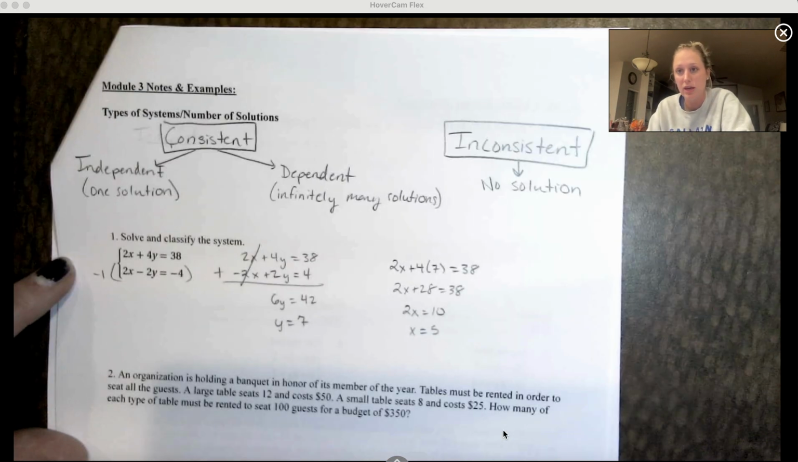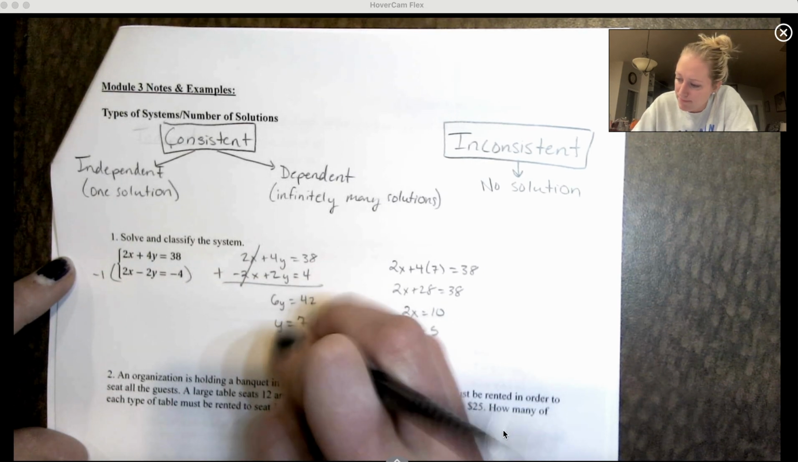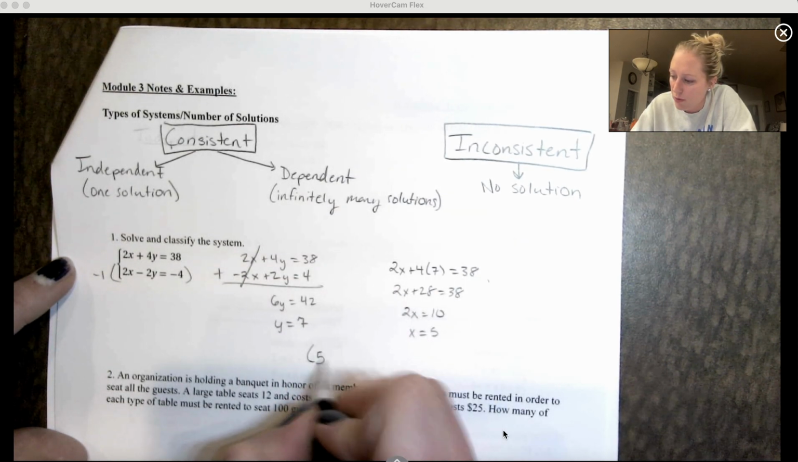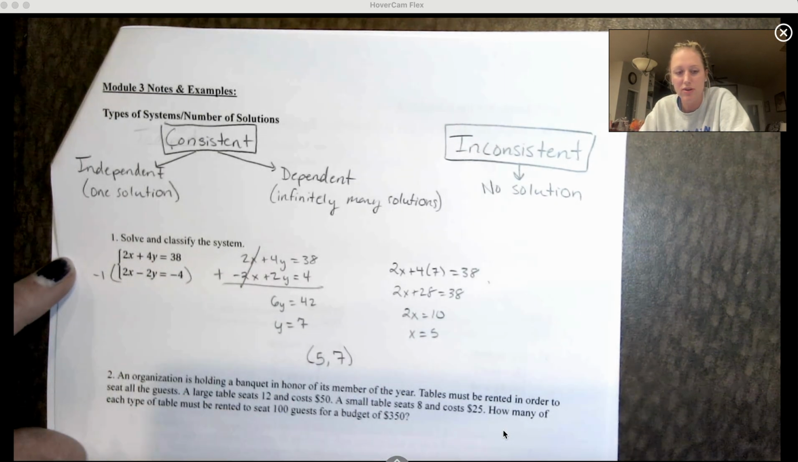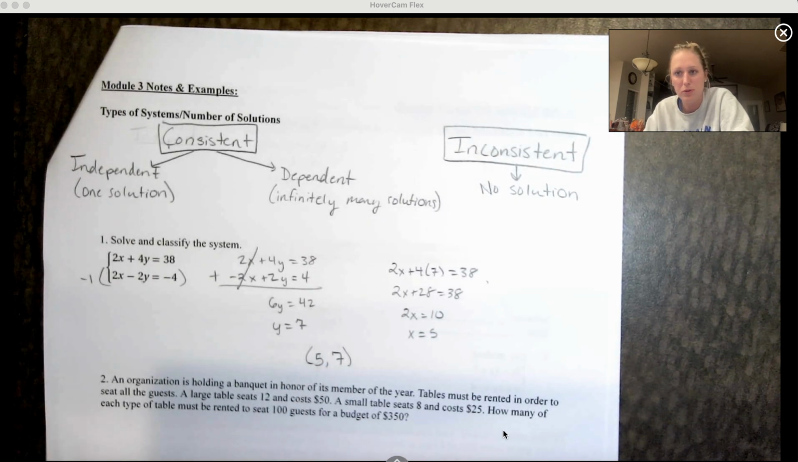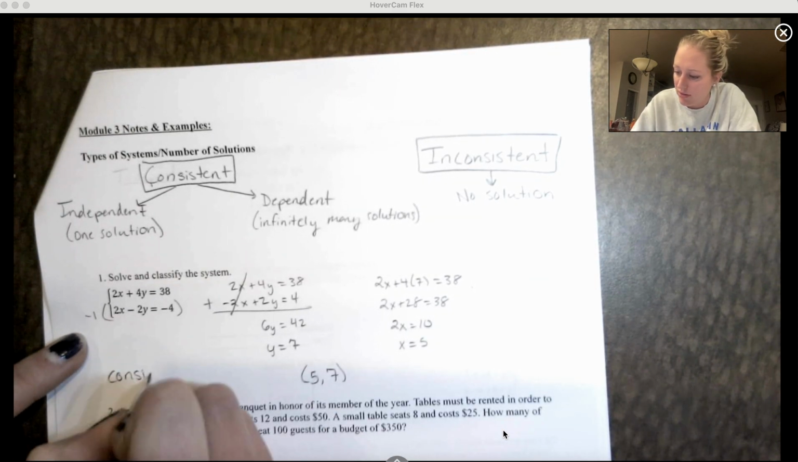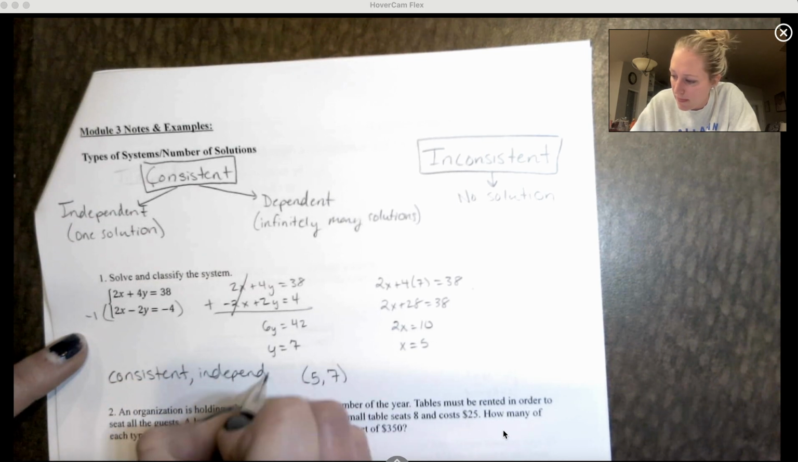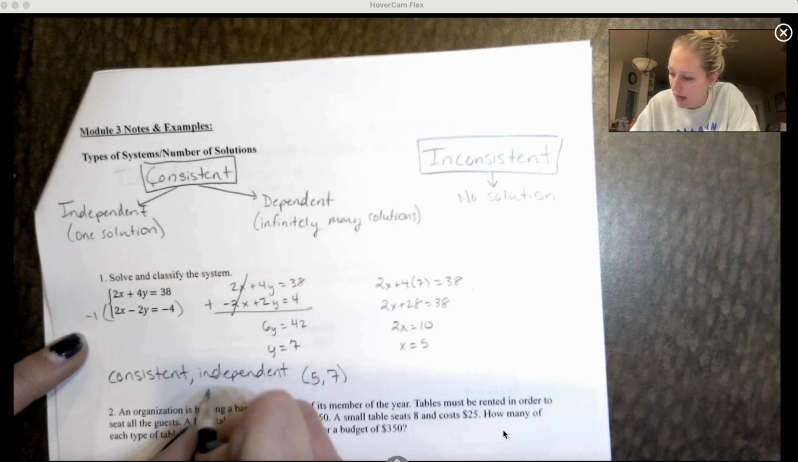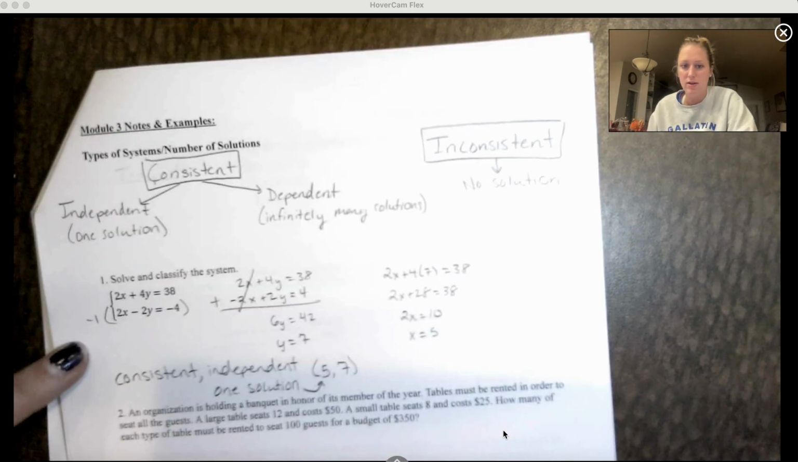So we were able to get a solution, and remember the solution also corresponds to an intersection. So this is the intersection point of those two lines. So because we were able to solve and get a solution, this is consistent and independent. So consistent, independent. Okay, and because of that, we have one solution, and there it is. All right.